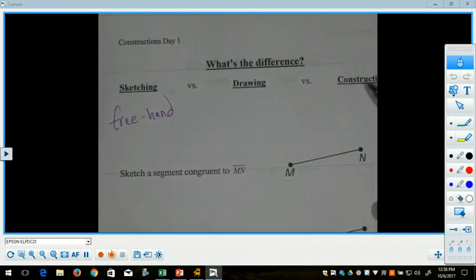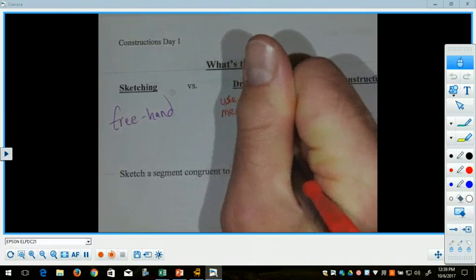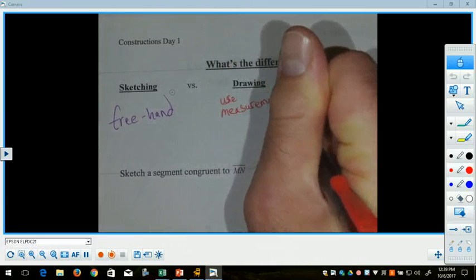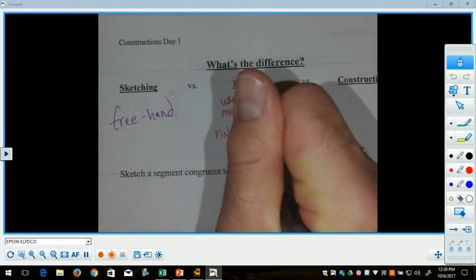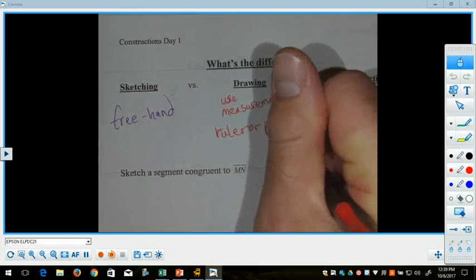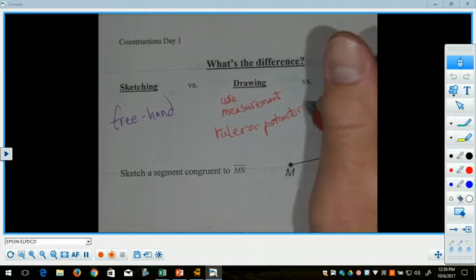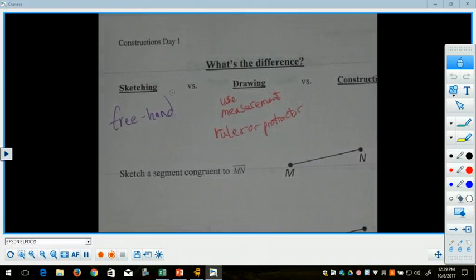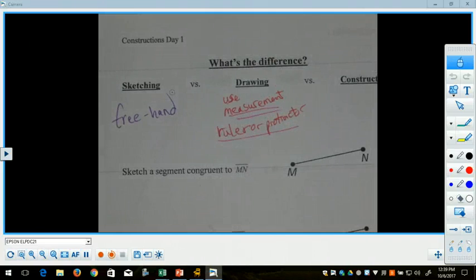Drawing is where we actually use measurements. And what are some tools that I would use to get measurements? For distance, what's one of them? A ruler. What would I get measurements from for angles? Protractor. So if I say, hey, draw a congruent angle, you'd need a protractor, and you'd make a ray, and then measure the angle in the protractor and make your other ray. That's where I use the ruler or protractor and measurements.